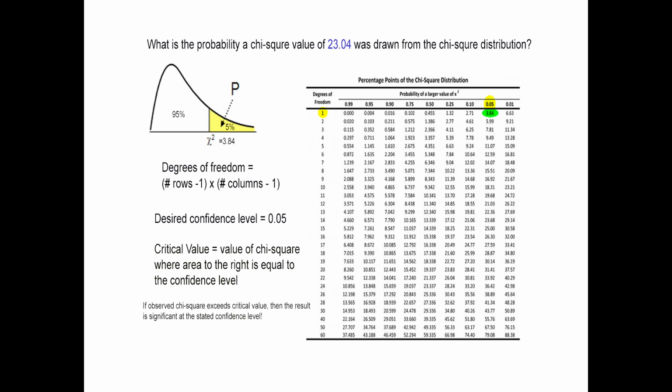Similarly, if you have a bigger table, let's say you had a 4x4 table, that would give you 2 degrees of freedom. You would pick a different critical value that you would need to exceed to make sure your results are statistically significant.